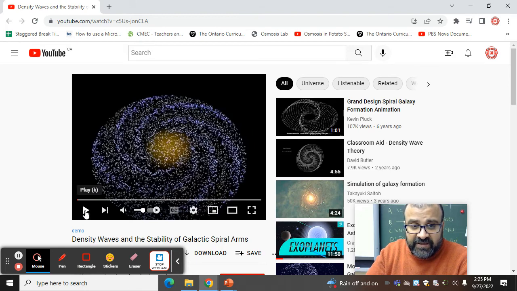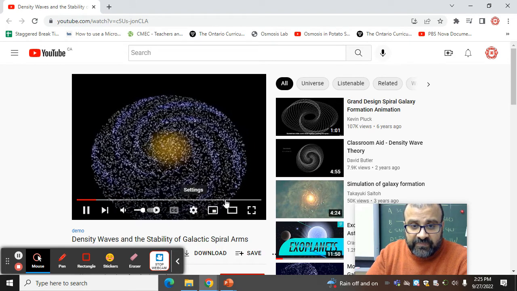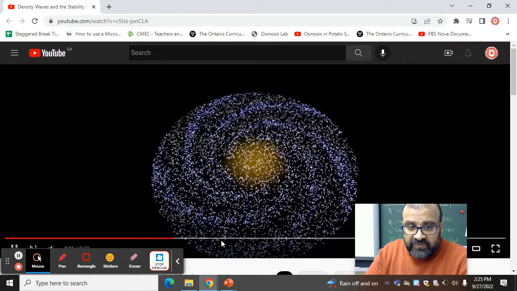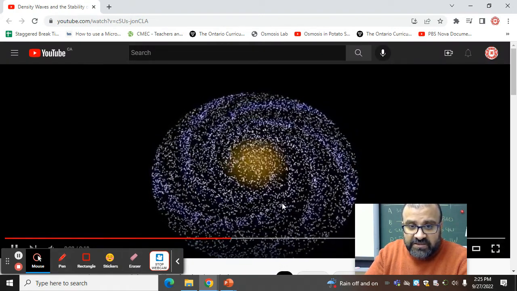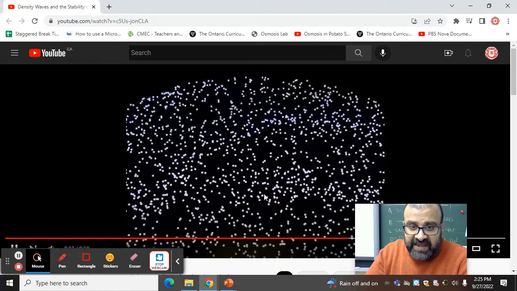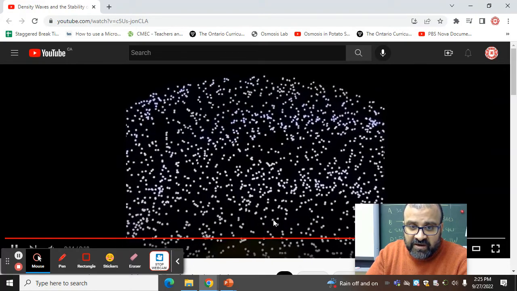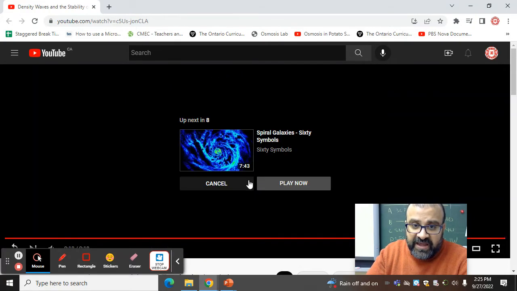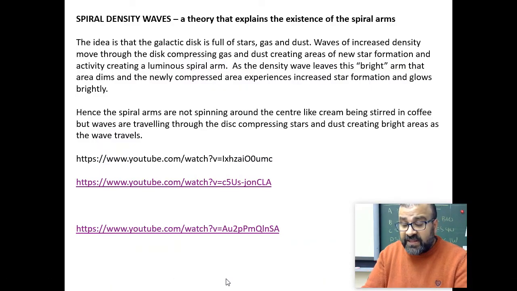So let's just hit play here. Make it bigger. Okay. What's hard to notice is that the stars aren't staying in the arm. This is the arm, this is the arm. Stars are moving in and moving out of the area of high density. Those aren't stars permanently attached to there. You just have a cluster of stars, so it's brighter.